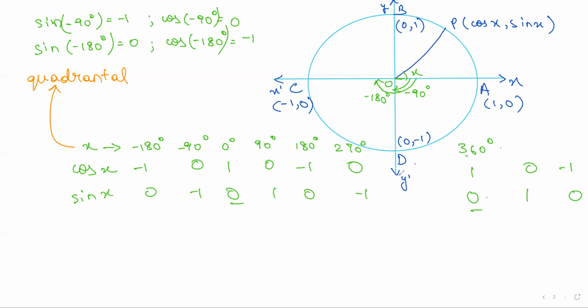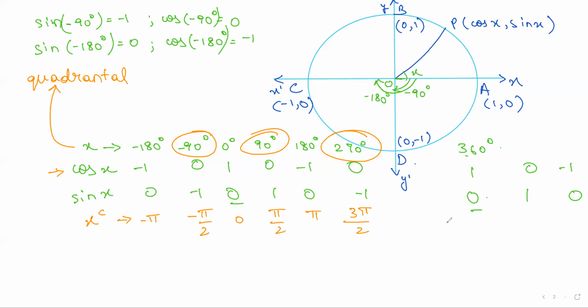Now, by observation, let's consider cos. Which values of cos are 0? Minus 90, 90, 270, and so forth. So let's write them in radians. X in radians will be, in this table, minus pi by 2, 0, pi by 2, pi, 3 pi by 2, 2 pi. The next value we can guess is 5 pi by 2.